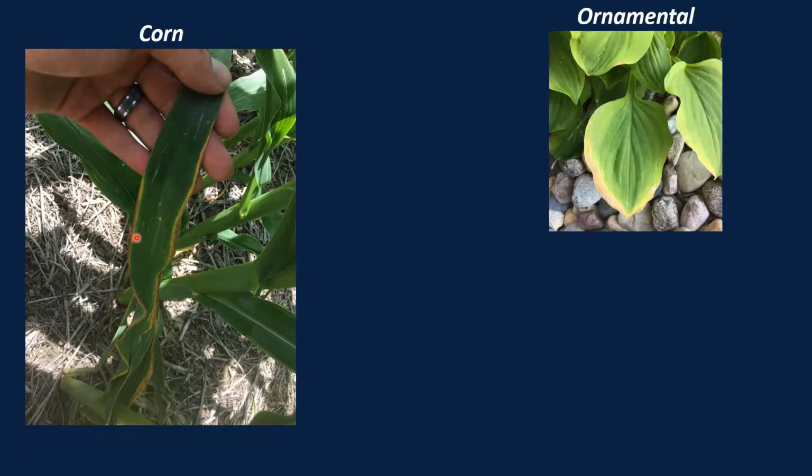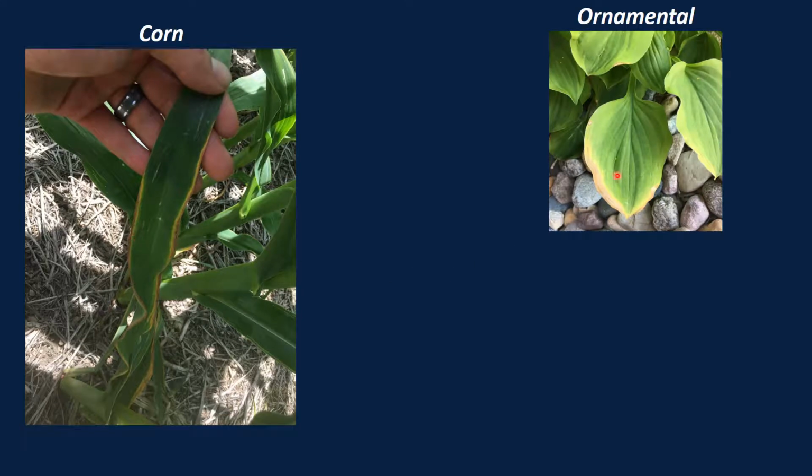So if we look at the deficiency symptoms of potassium, we can see here that we have yellowing, but it's not the whole leaf. This middle part is still green. It's just these leaf edges. So this is a picture of some corn in a trial that we're looking at some potassium fertilizers. So we can see the deficiency symptom there.